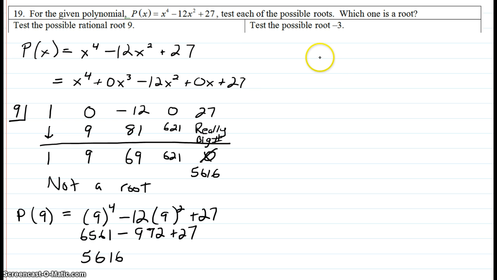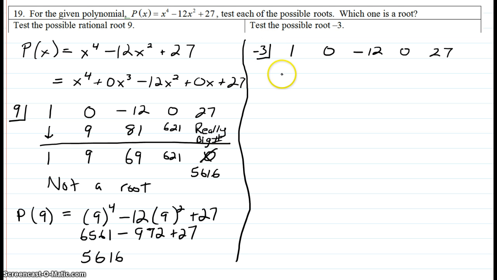Now before you just say, oh well, negative 3 is a root, you never know. You don't know until you try it. So you gotta have the work to prove your answer. So we can use the same coefficients over here. 1, 0, negative 12, 0, 27.